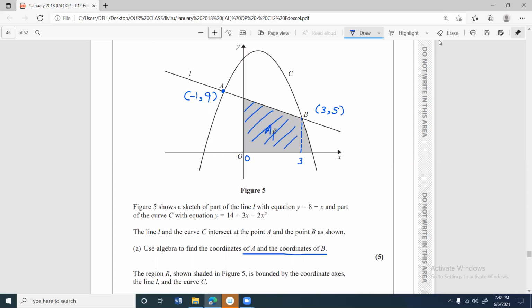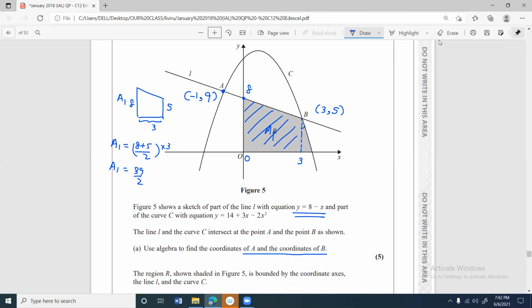This is A1. How do you get this A1? I know this height is 5. How do you get the other height? This is the intersection of the straight line with the y-axis, which means this height is 8, and this length is 3. Therefore, you can get A1 by 8 plus 5 divided by 2 times the perpendicular height 3. Therefore, A1 equals 13 divided by 2 times 3, which is 39 over 2.